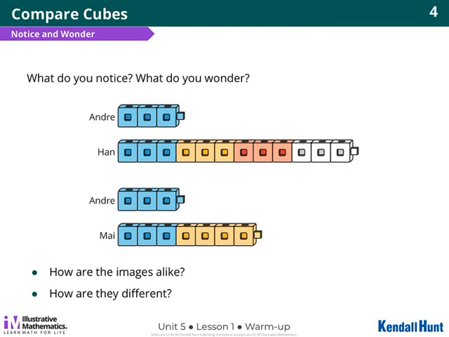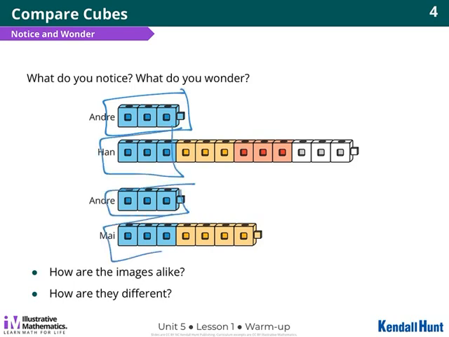Did anybody else notice that? Yeah, did you notice Andre, Han, and Mai, they all have 3 blue, right? Then we've got 3 yellow. Oh, except for, how many does Mai have? 4. But there's 3 yellow, 3 red, 3 white. That's interesting. Kara.